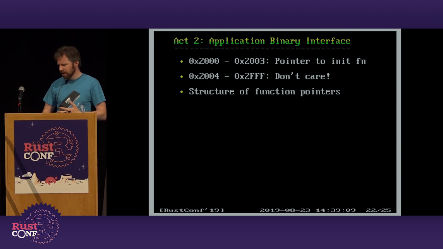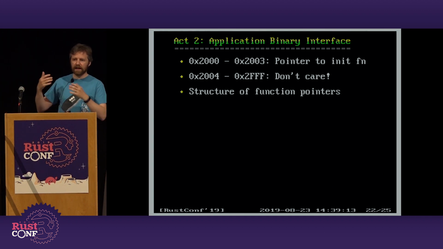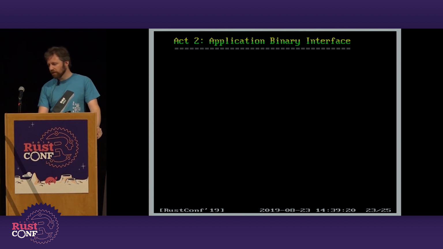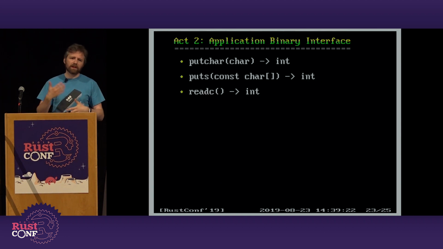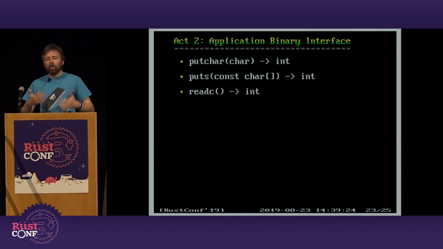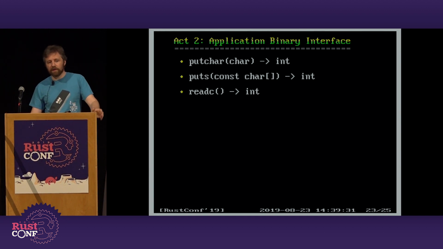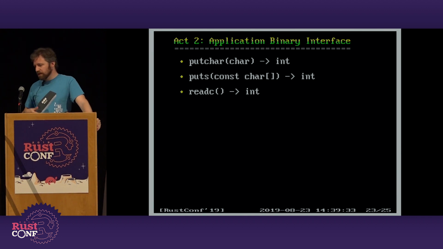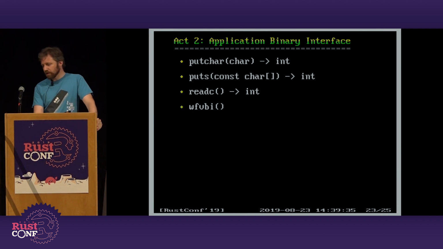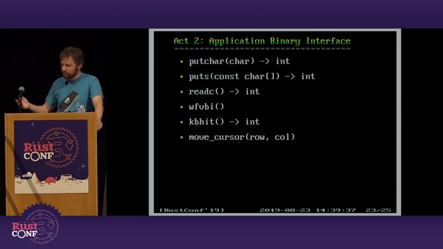That's your business. But what I will give you is a structure full of function pointers. And those function pointers are how your application can ask the kernel to do things like draw on the screen or various other operations. And then I've spent a long time thinking about what these system calls should look like. I think maybe they should look like CP/M, maybe they should look like MS-DOS, maybe they should look like POSIX. I haven't really got a good answer for that. They're a bit of a mismatch at the moment.